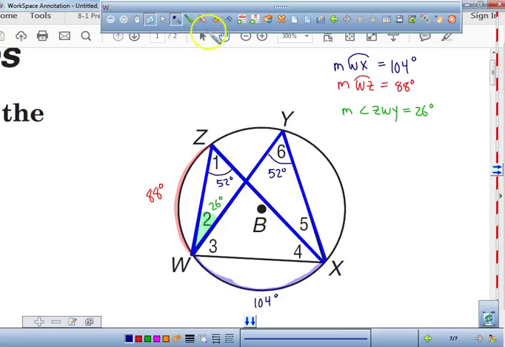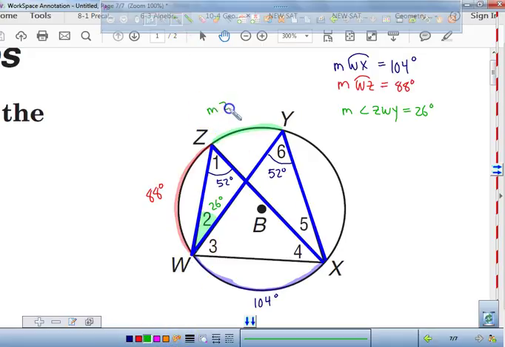Okay. Let's check this out. Look at Z to Y. What is going to be the measure of Z to Y? Well, if that's a 26, then the measure of Z to Y has to be double. Oh, 52. 52. Yeah.